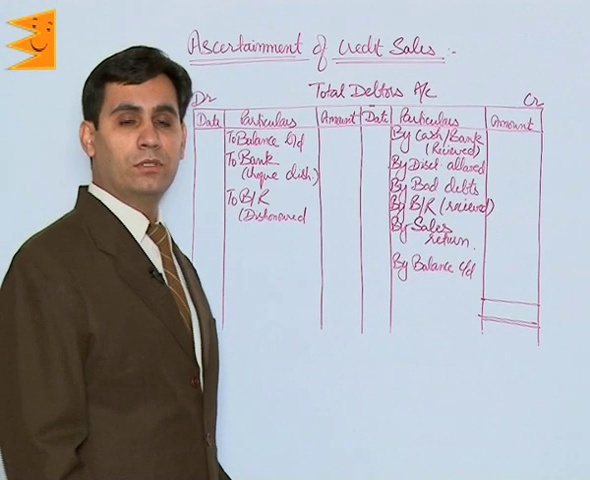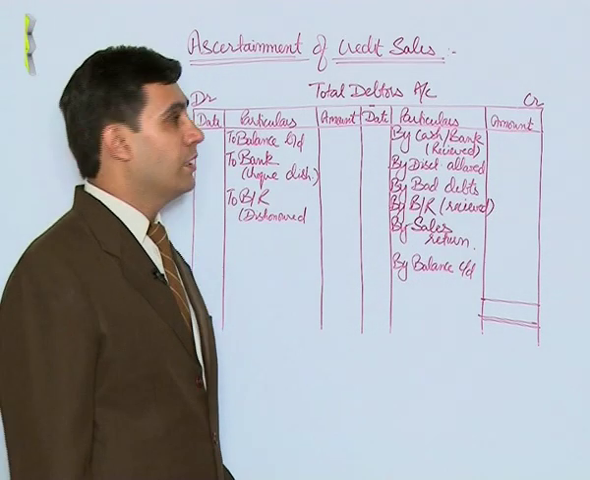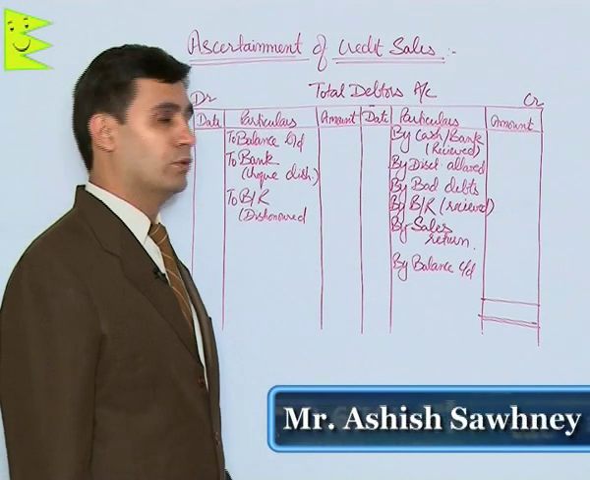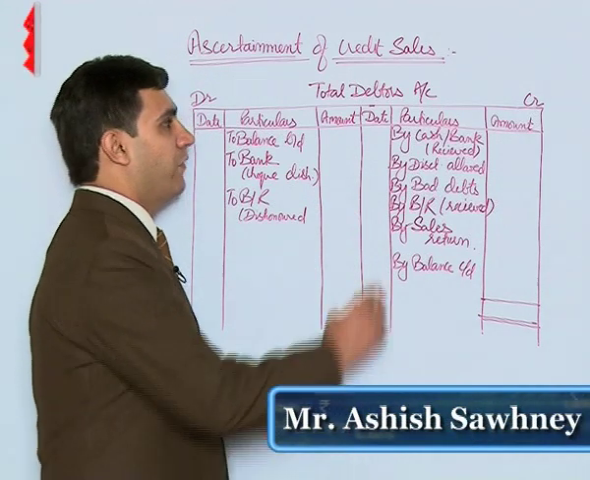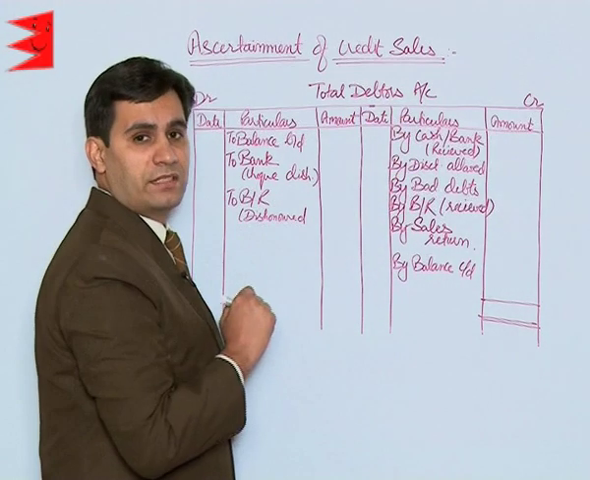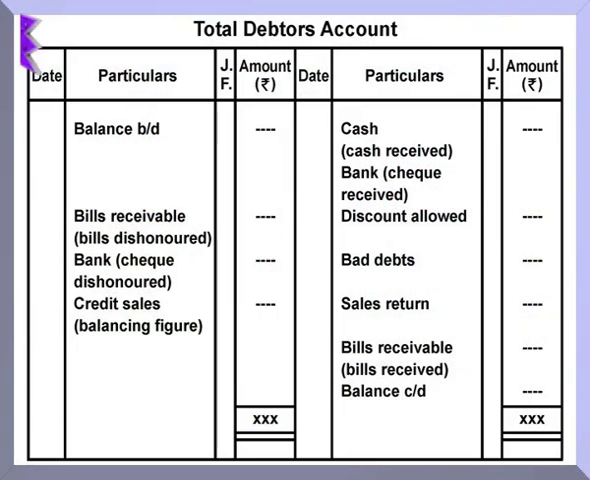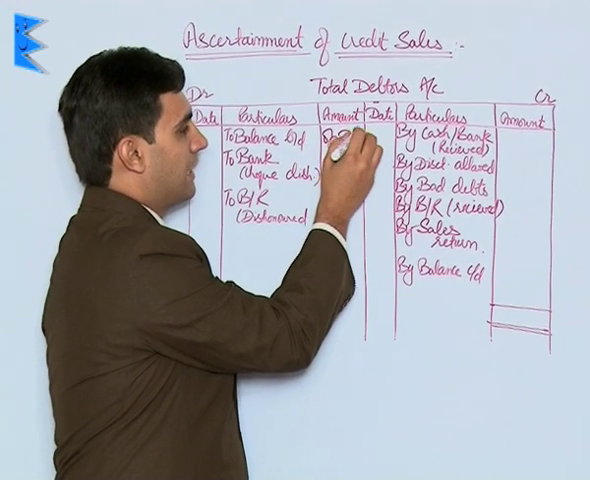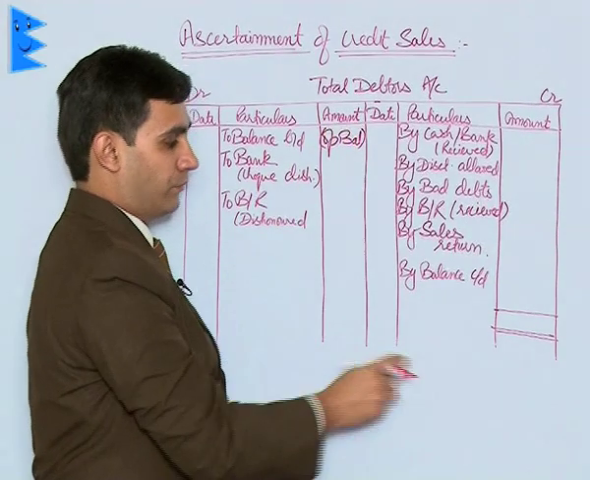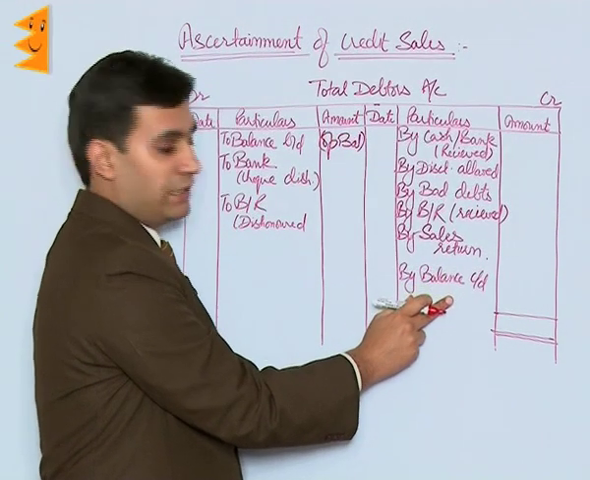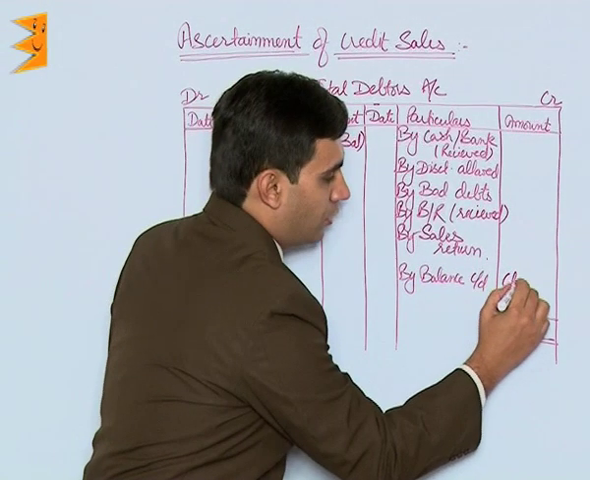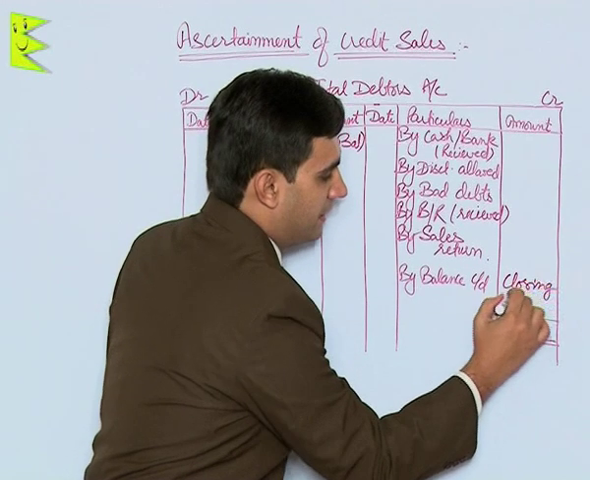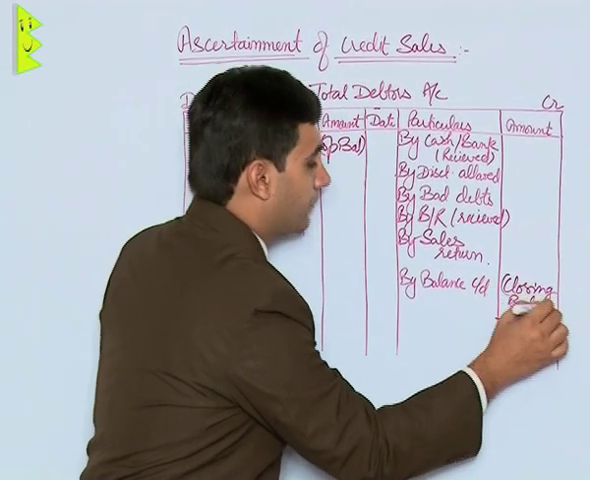Just as we had calculated credit purchases, we can calculate credit sales also. And for this purpose, we have to prepare total debtors account. The format of total debtors account goes like this. Since debtors are assets, so to balance brought down represents opening balance, that is balance in the beginning of the year. And by balance carried down here represents closing balance, that is balance at the end of the year.